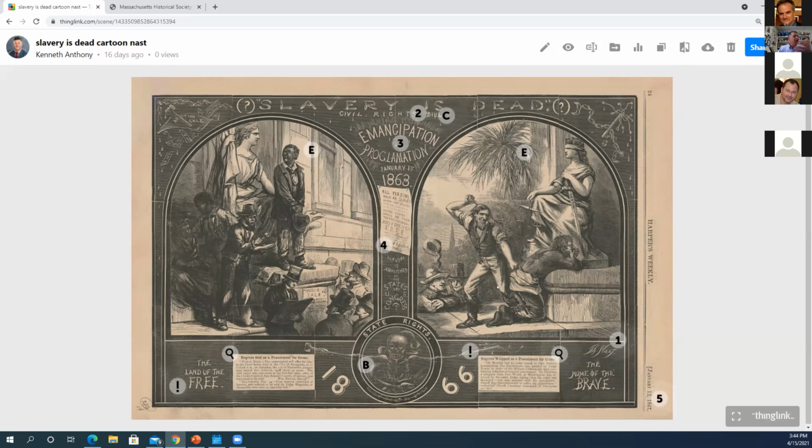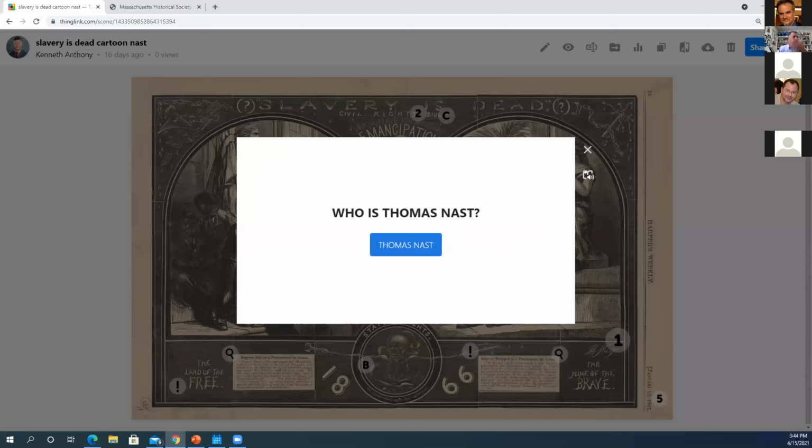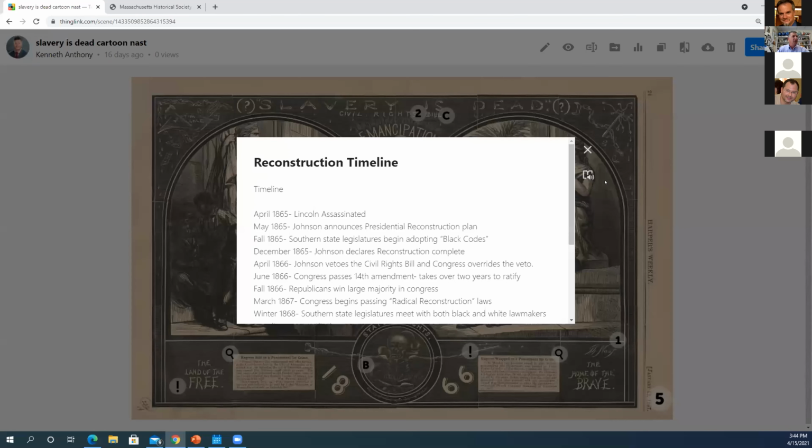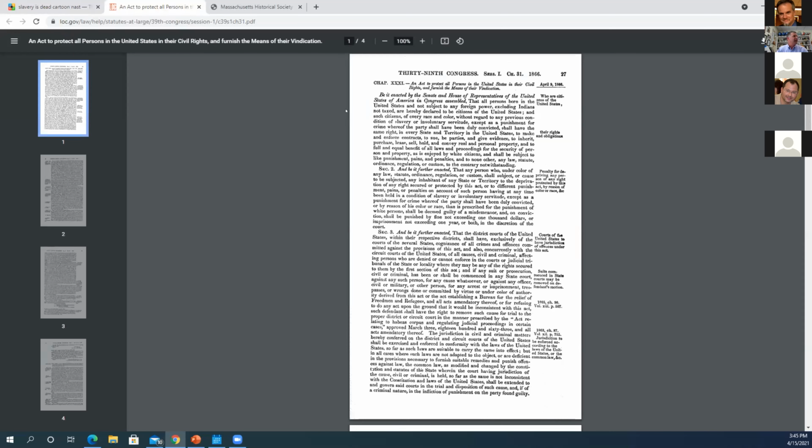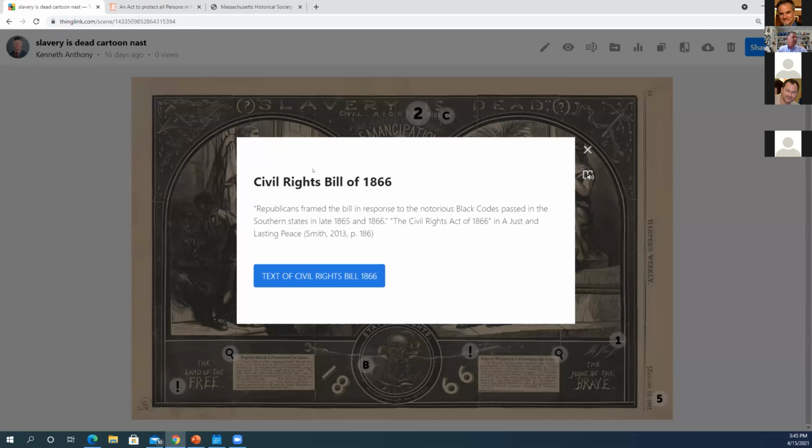And of course, there was some contextualization. We've already talked about who Thomas Nast was. We sourced it. We know when it was. We know what else was going on. But what was the Civil Rights Bill? Well, Republicans passed a bill in response to the notorious black codes, these black codes that are being illustrated here on the panels in this cartoon. And of course, if you want the text of it, you can simply go to the Library of Congress, which has a link to it. And that's the general text of it.